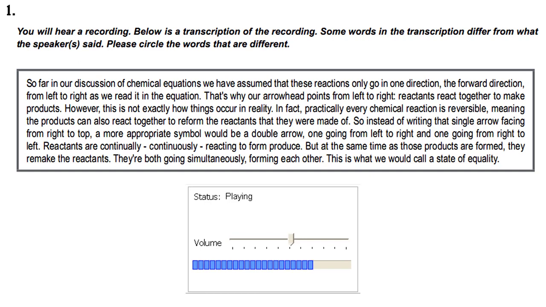Reactants are continuously reacting to form products, but at the same time, as those products are formed, they remake the reactants. They're both going simultaneously, forming each other. This is what we would call a state of equilibrium.